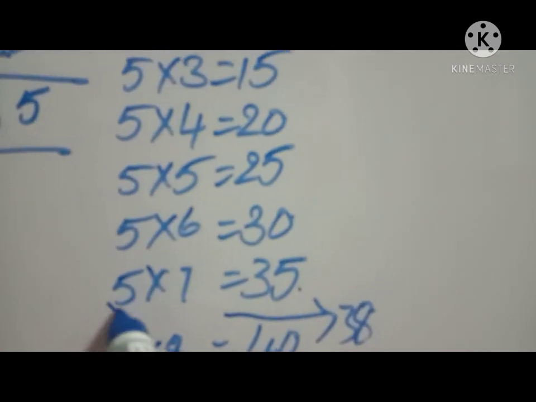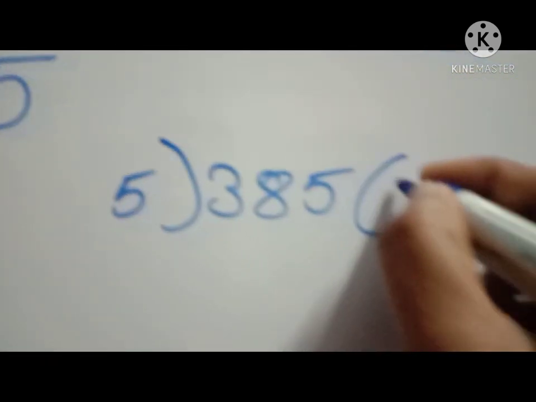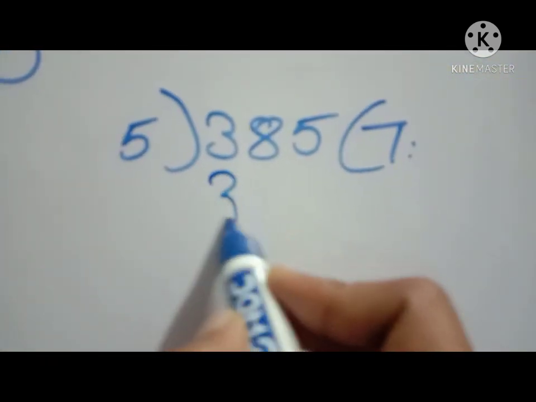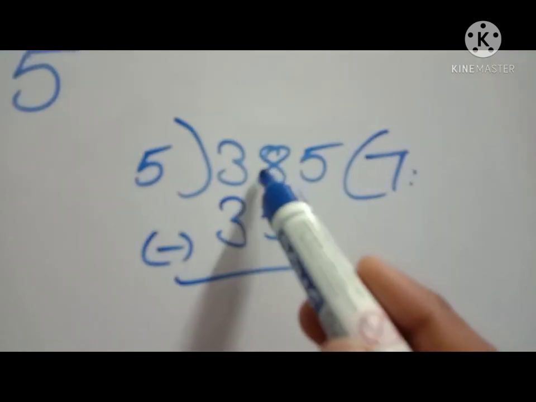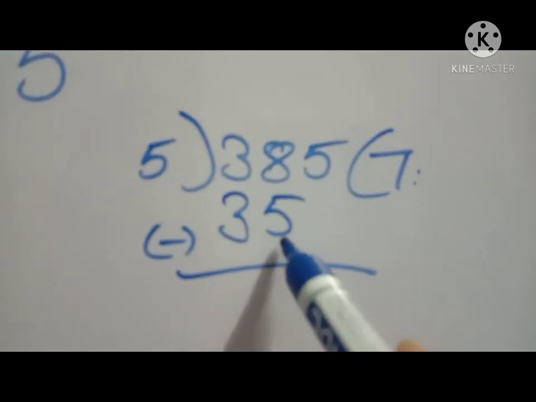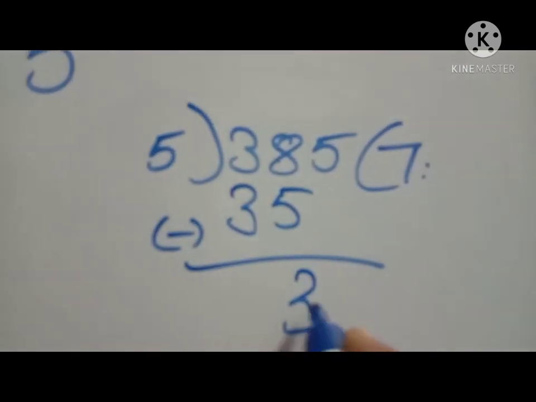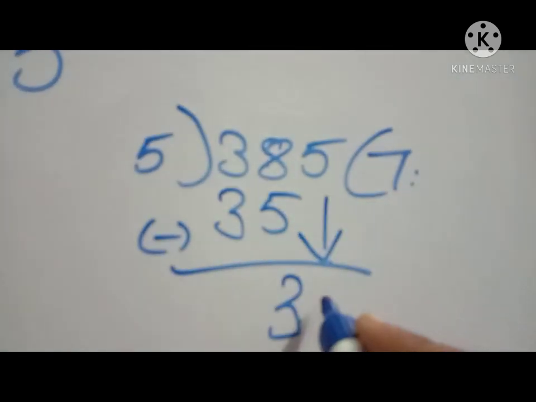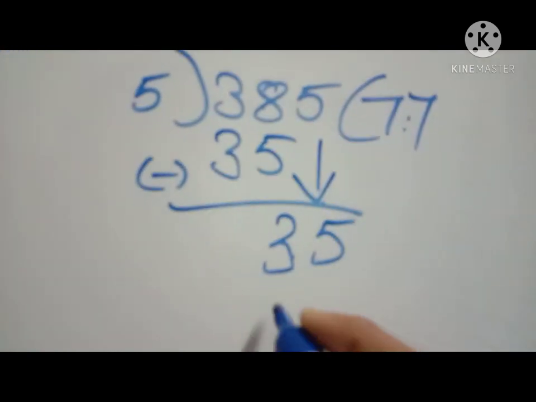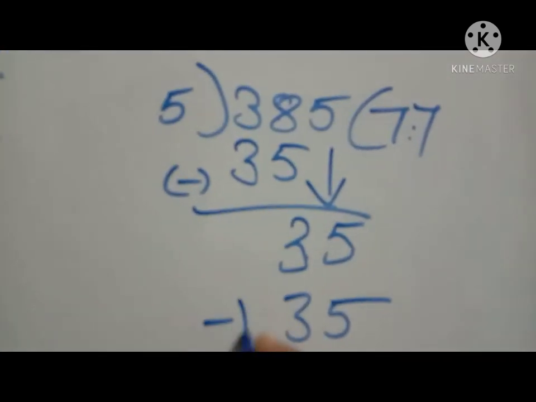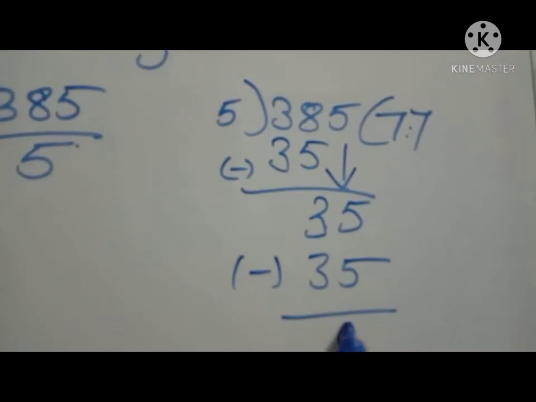So here we have to take 5 sevens are 35. Write the 7 in the quotient and write 35 here. Again here we have to do the subtraction. 8 minus 5 is equal to 3. Again here we have to take down the number 5. 35 is there in the 5 table. How many times? 7 times. 7 fives are 35. 35 minus 35 is equal to 0.